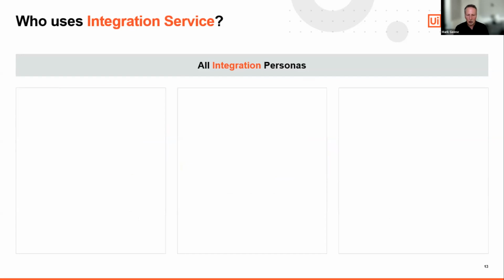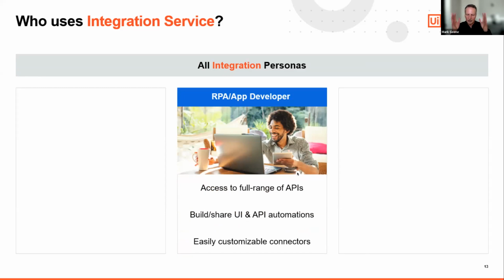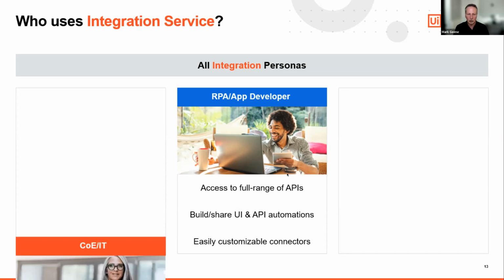So let's look at how integration service can be used across different sets of users in your organization. In the center, at our core user base, are RPA developers, and now extending to app developers as well. And one of the keys for you as an RPA developer is that ability to access the full range of APIs. Our connectors are not just skimming the surface of the APIs available at an application, but we go deep and give you the ability to invoke and execute any of the APIs that are available at that application, and then use that to build and share automations across your organization.